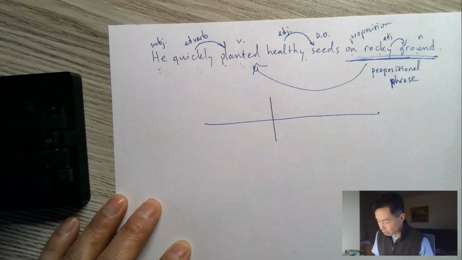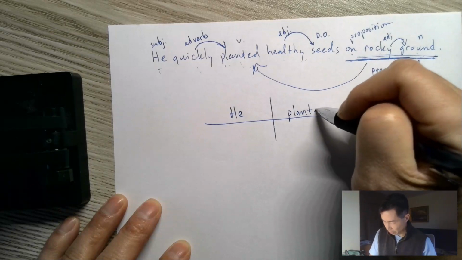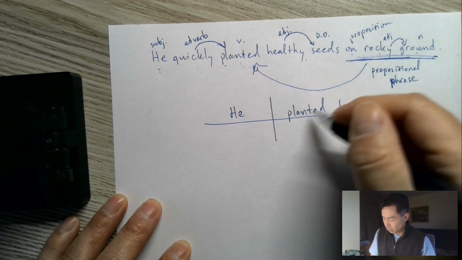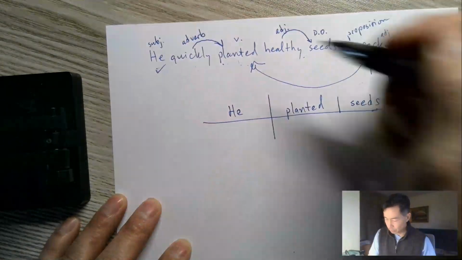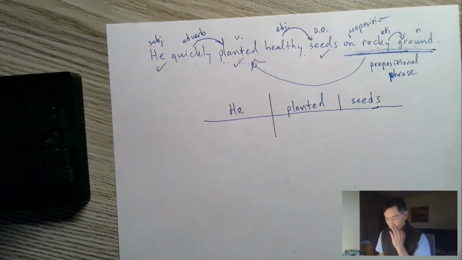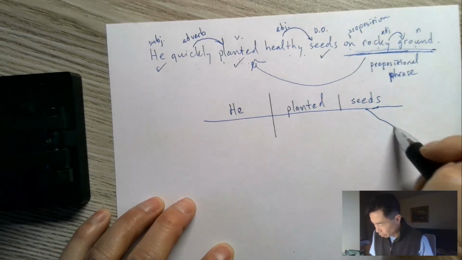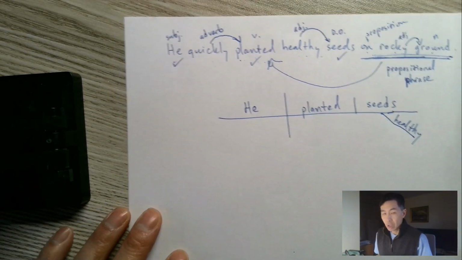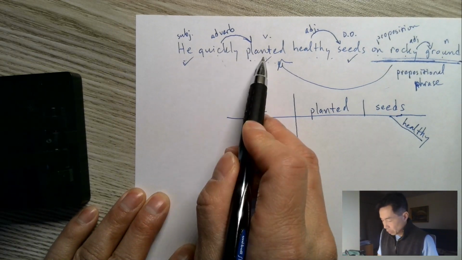Subject, verb, direct object. So we've got he, we've got planted, and a line separating the verb from the direct object, seeds. Okay, so now let's do any adjectives or adverbs. So seeds has an adjective, healthy, so that goes here. And quickly is the adverb that modifies planted, so that will go here.